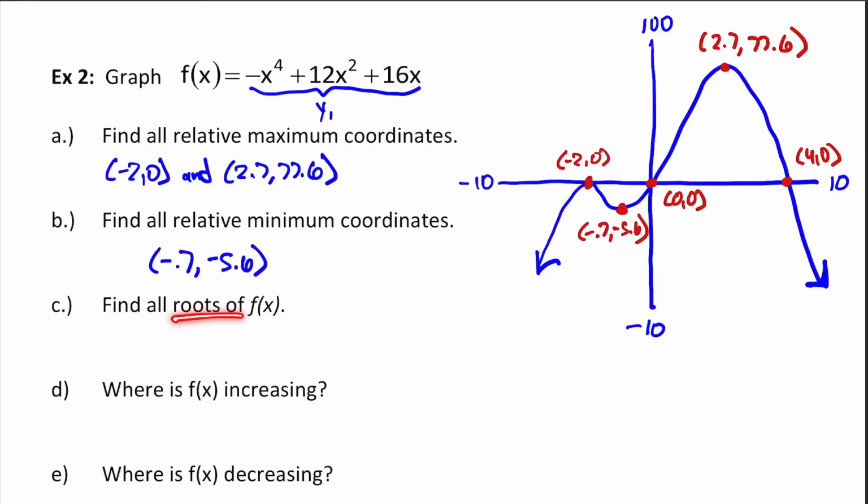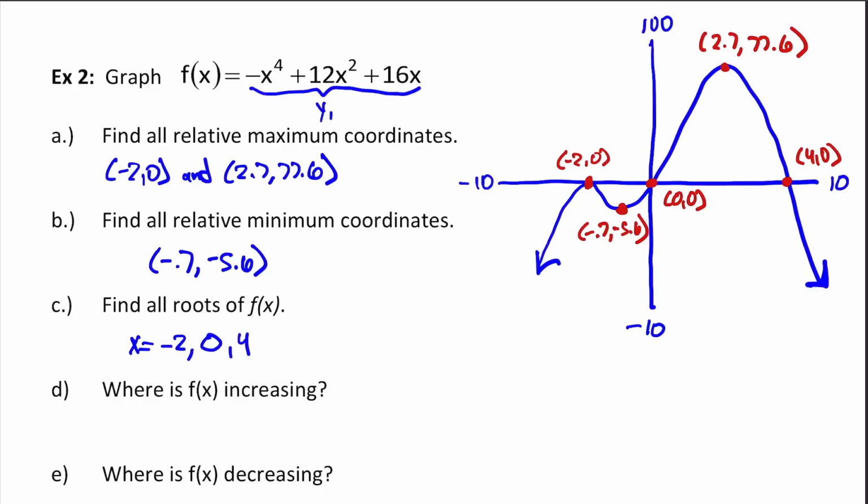Find all the roots. Roots are easy. It crosses the x-axis, so I have 3 of them. I got x equals negative 2, comma, negative 0.7. Oops, sorry, that's wrong. I'm looking at the wrong thing. Negative 2, 0, and 4.